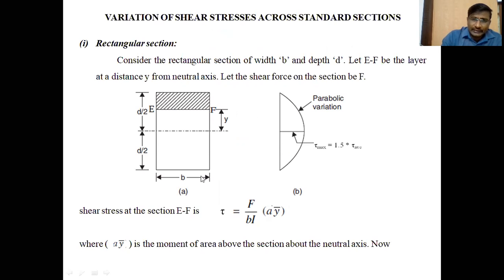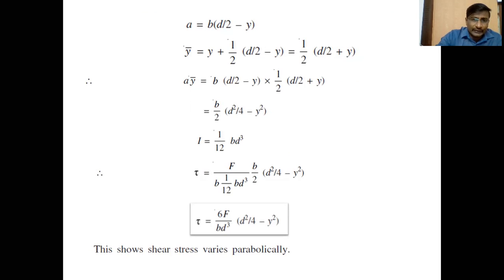Clear, students? So where is it maximum? If we want to get the maximum shear stress from this formula, we should first differentiate this equation with respect to y and equate it to 0. Then we can get the distance from the neutral axis at which the shear stress is maximum. So differentiate this equation with respect to y.